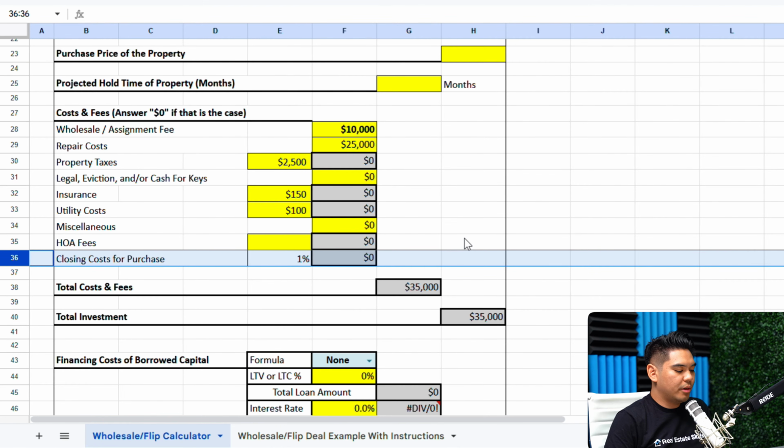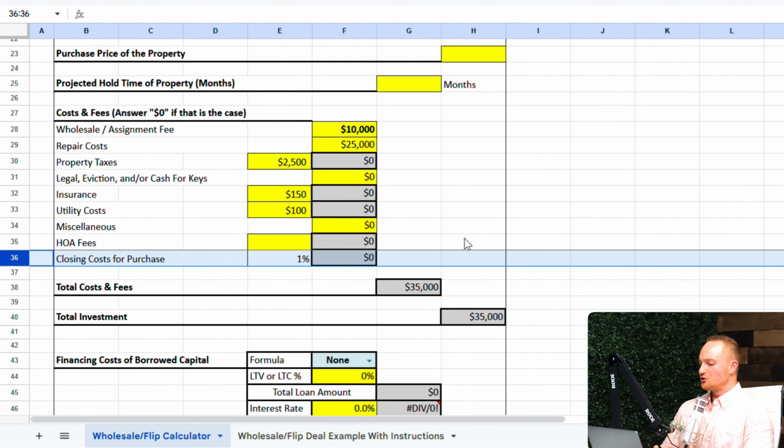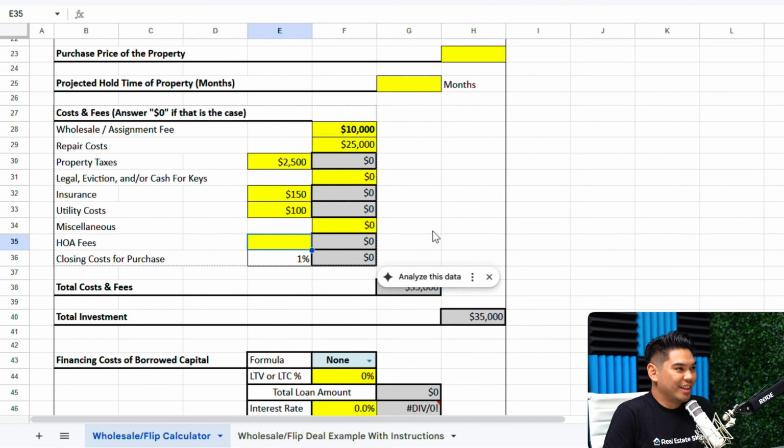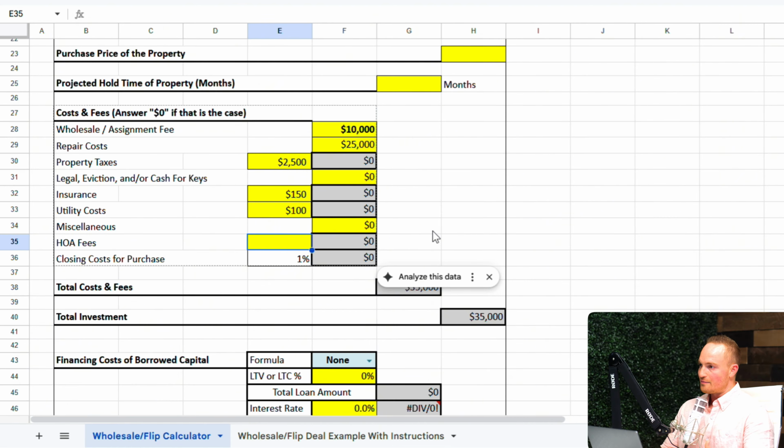For the HOA fee part, what's a good ballpark for that section? Honestly, they vary so much, from $30 a month, $50 a month, to I've seen $1,500 per month for some HOAs. If you're in a high-end area with a lot of amenities, especially these new luxury developments popping up, those are going to have some hefty HOA fees. So there's really no ballparking that.